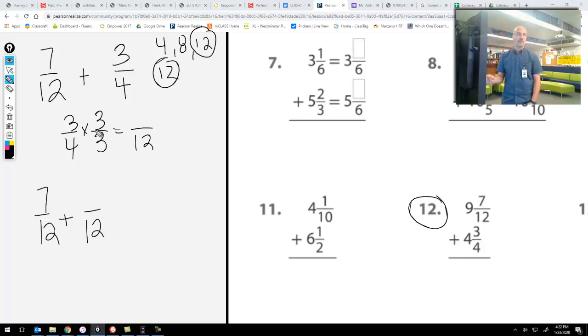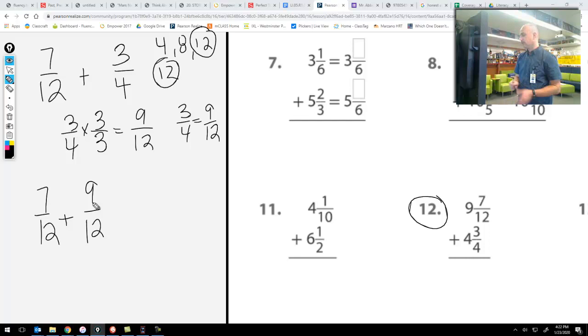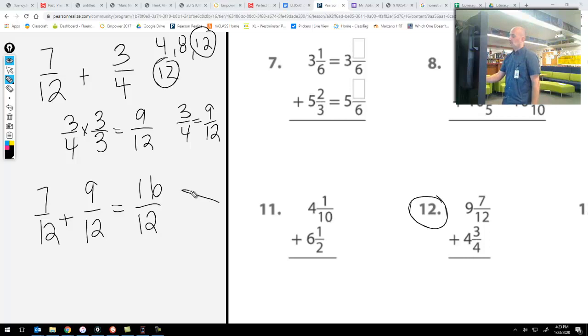Whatever we do to our denominator, we're also doing to the numerator. So 3 times 3 is 9. I get a product here of 9/12. Cool. So what I'm saying is 3/4 equals 9/12. They are equivalent. So I can take my 9/12 and I can put that into my equation here on the bottom. That's great. So now 7 plus 9 equals 16. And I have 16/12, which is an improper fraction. And it's improper because the numerator on top is larger than the denominator.